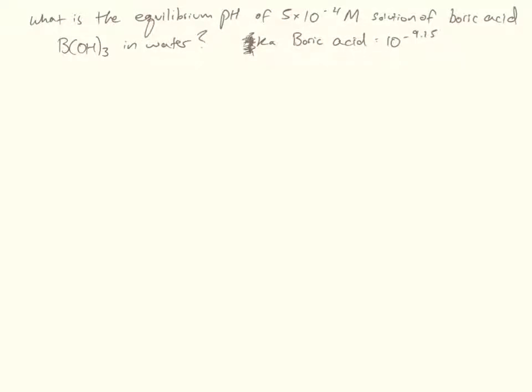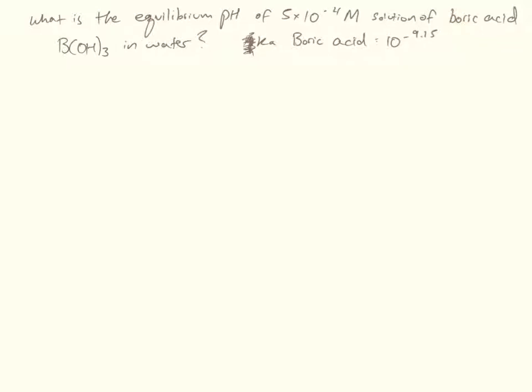Okay, so this problem is a weak acid example problem, and it reads: what is the equilibrium pH of a 5 times 10 to the negative 4th molar solution of boric acid, which is BOH3, in water? The Ka of boric acid is 10 to the minus 9.15.